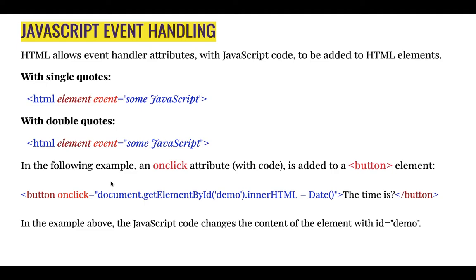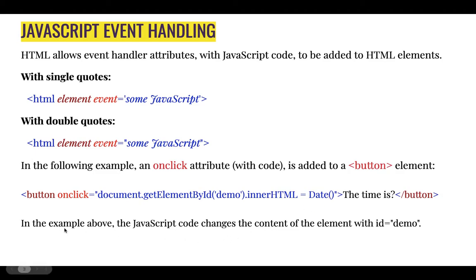In the following example, an onClick attribute, which is an event handler attribute, is added to the button element. So when you click on this button, what we are doing is setting the content of the element whose ID is demo to be the date.